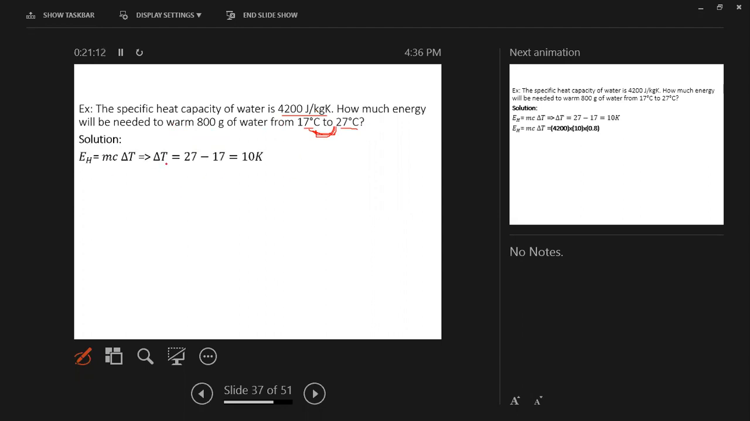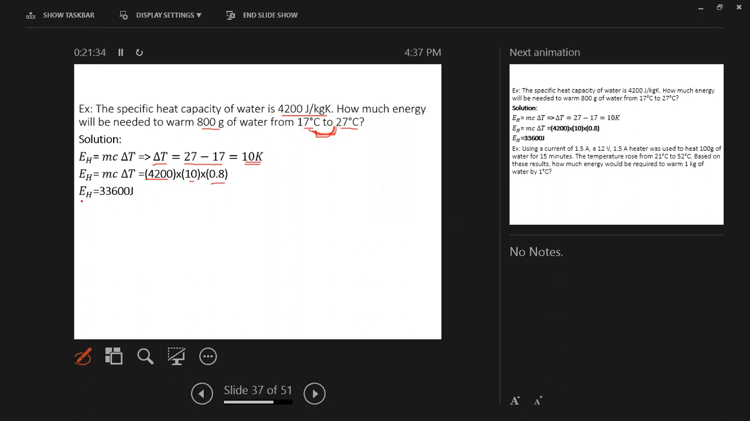So to find delta T, we are just going to simply subtract 27 minus 17, which is going to be 10 Kelvin. Okay, and then let's put the others into the formula. We have C 4,200. We have delta T 10 Kelvin, and we have mass 800 gram, which is 0.8 kilogram. When we multiply this, we're going to find the energy required as 33,600 joule.